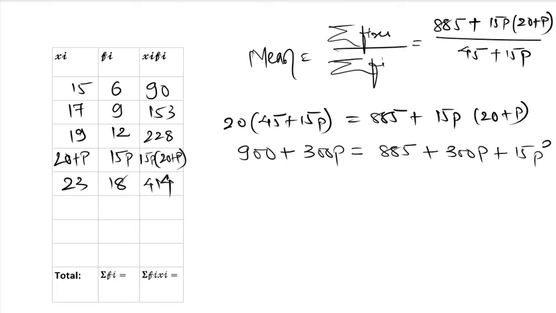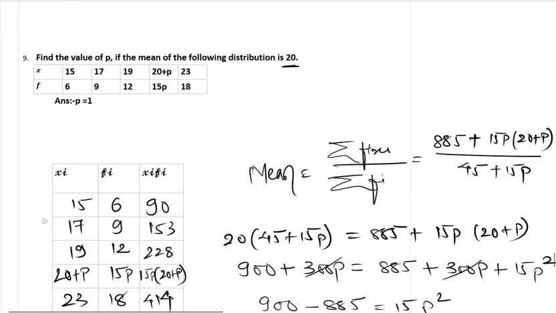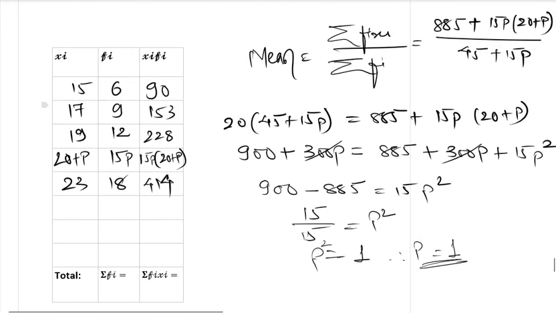15p square. Whoa, we've got a p square over here. Anyways, 300p gets cut. 900 minus 885 is equal to 15p square. 900 minus 885 is 15. Yes, 15 upon 15 is equal to p square. P square is equal to 1, and therefore p is equal to 1, right? So the value of p comes out to be 1, and this is the method for it.